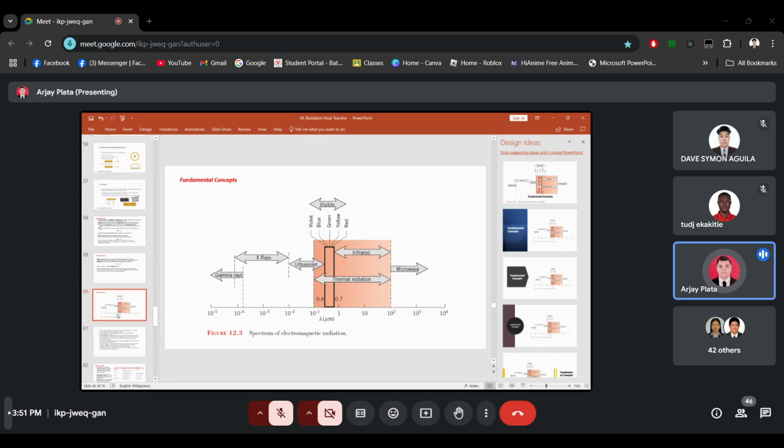And this is the spectrum of electromagnetic radiation that I have discussed earlier. As you can see here, the thermal radiation is here. We can feel it. And after that, there are microwaves, ultraviolet, X-rays, and gamma rays. And the visible light is from 0.4 going to 0.7 micrometers. So this is the spectrum of electromagnetic radiation.